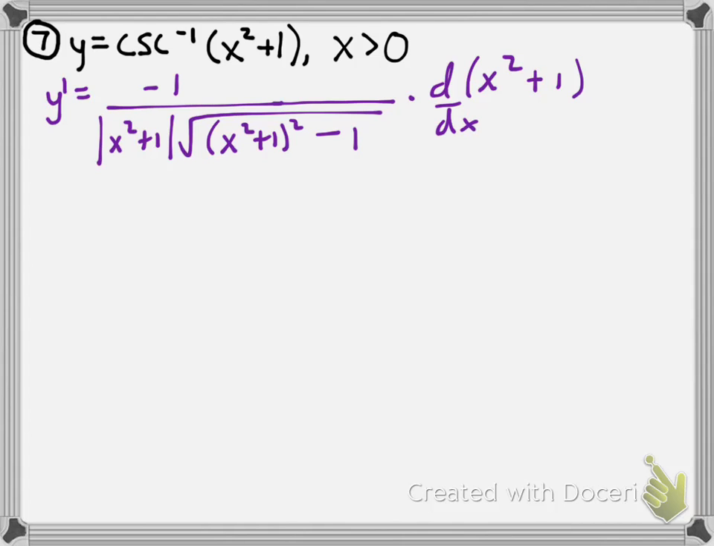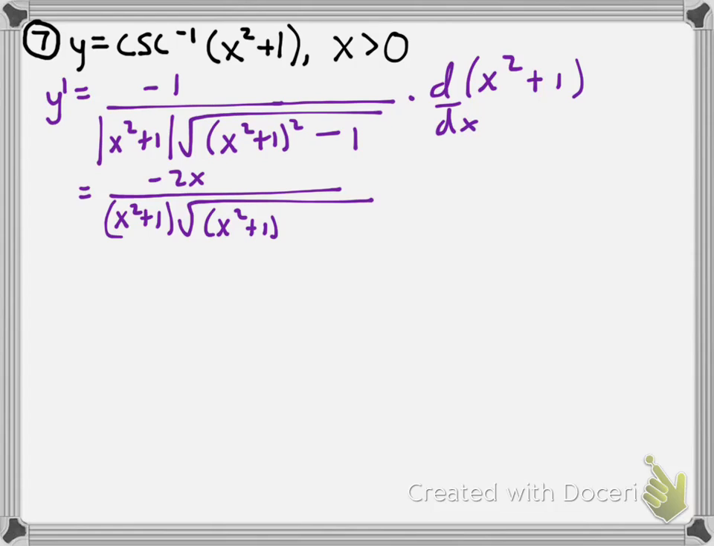And we can clean this up a little bit here. The derivative of x squared plus 1 is 2x, and so we're going to multiply the negative 1 times that. Again, the x squared plus 1 is always going to be positive, and so we can remove the absolute value bars. We don't need to multiply that out, the x squared plus 1 squared minus 1. Just going to leave that alone, and that's it. I'll leave it just like that.